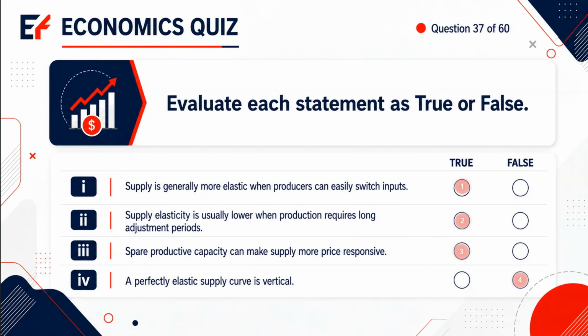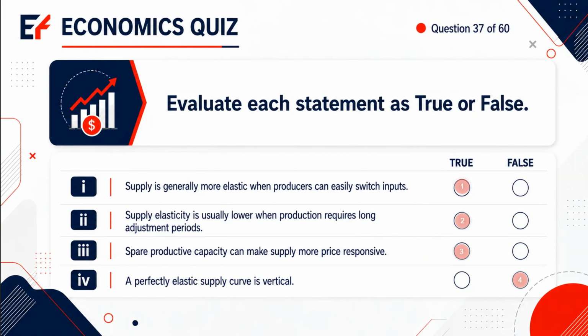Let's bring the supply responsiveness ideas together. Supply tends to be more elastic when producers can switch inputs easily because they can adjust output without major delay or cost. Long production adjustment periods reduce supply elasticity because firms cannot quickly increase or decrease production. Spare productive capacity makes supply more responsive because producers can raise output when price rises without first building new facilities or buying major new equipment.